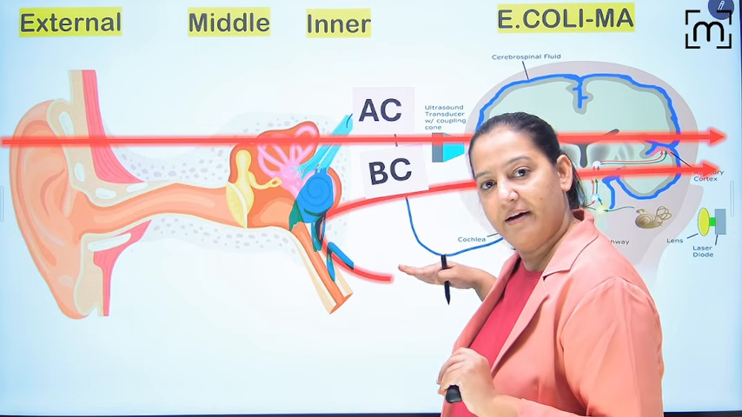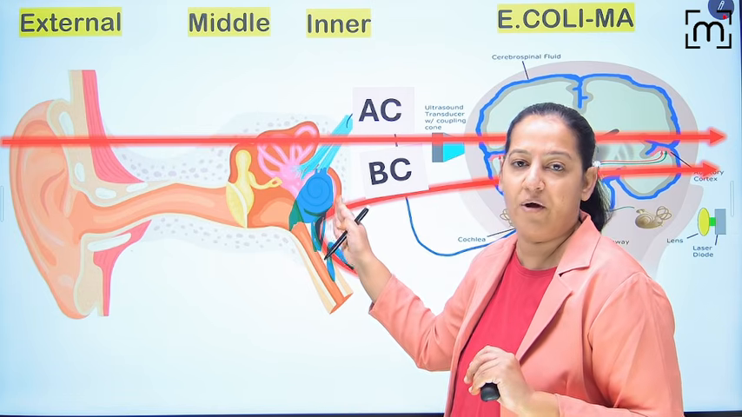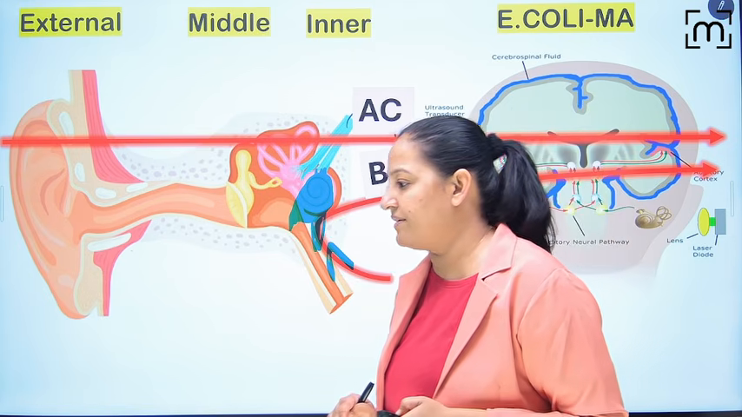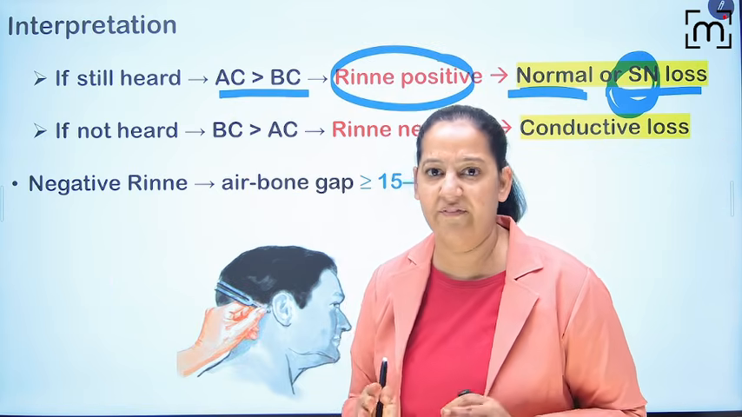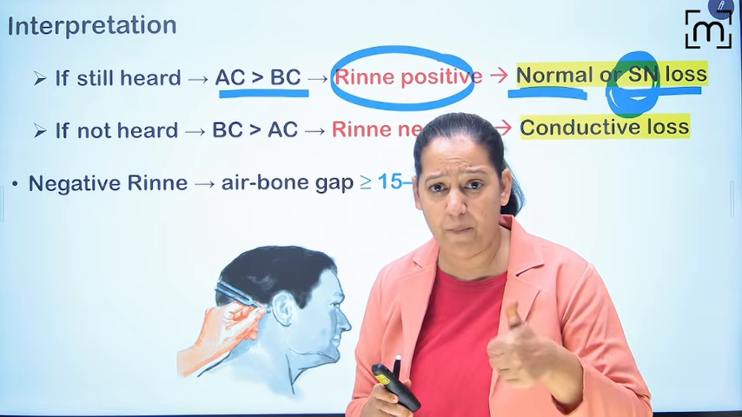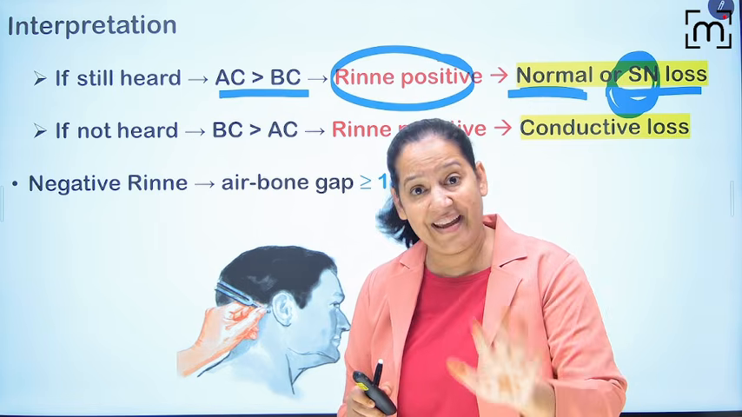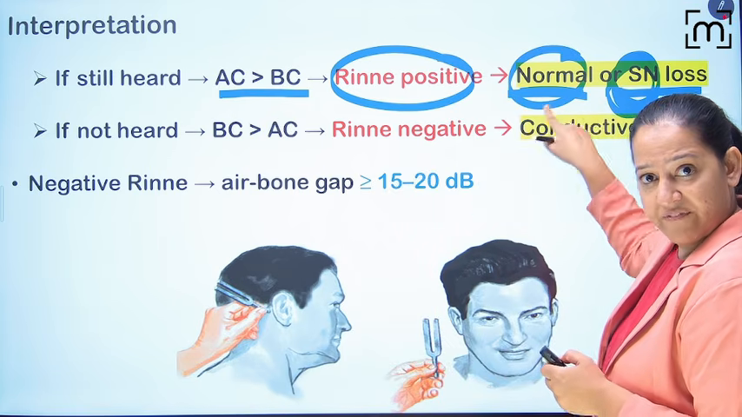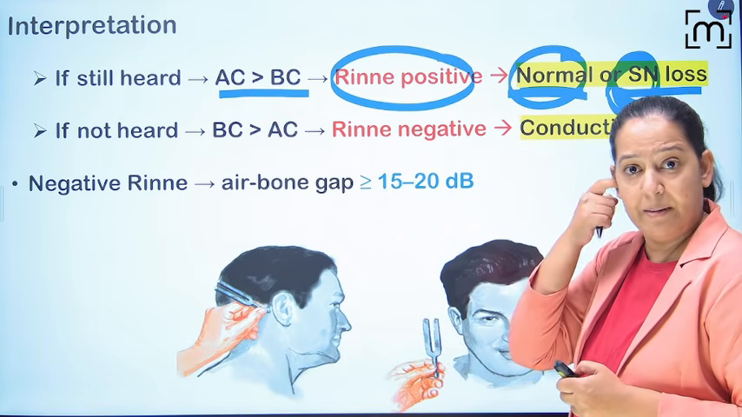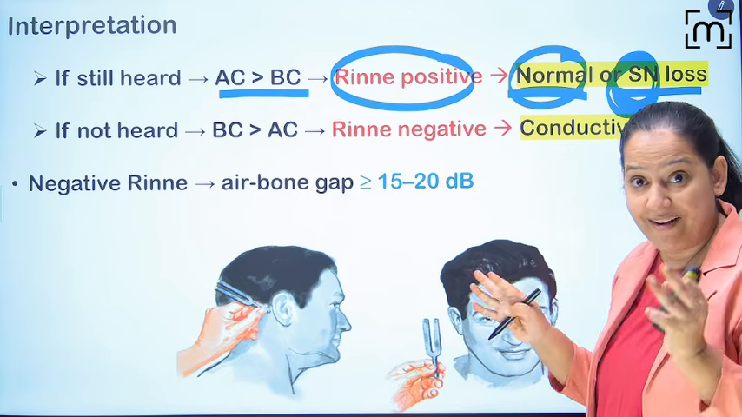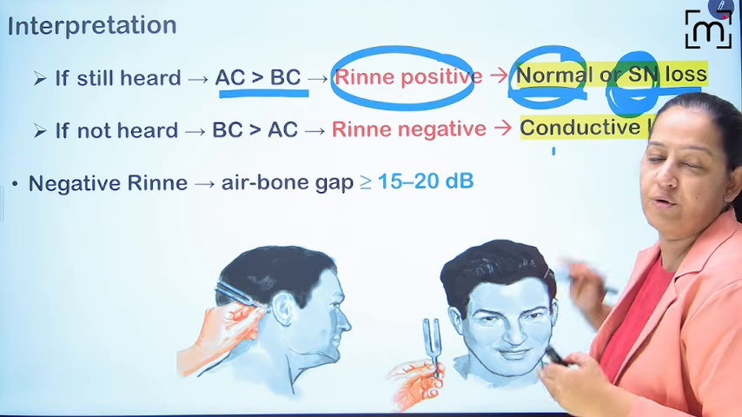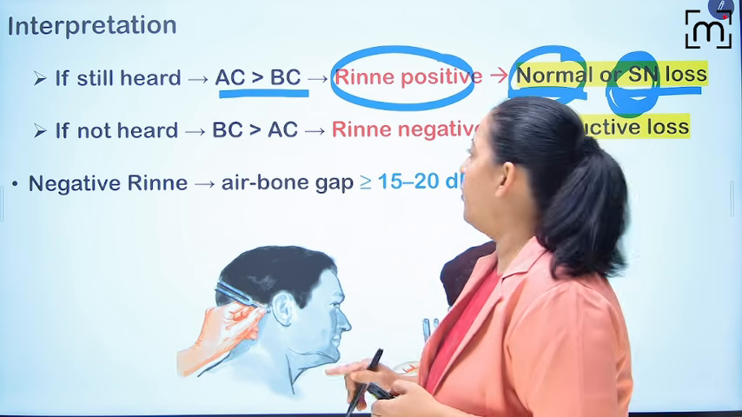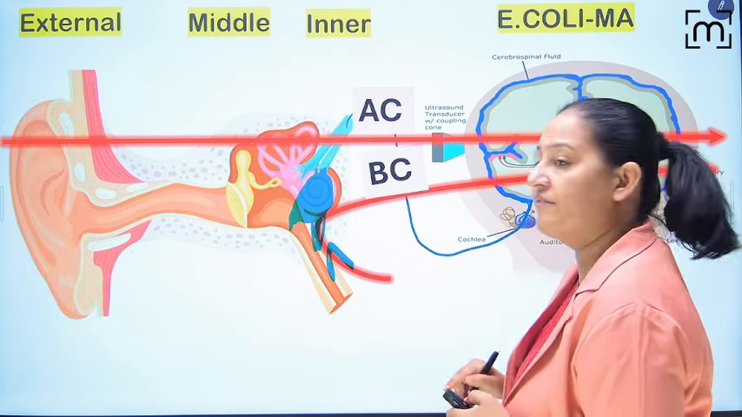In BC, it is directly activating the cochlea, and from the beginning itself the wave is dampened. So AC is greater than BC. Give me thumbs up, everyone. The only way you can communicate with me is to keep on giving the thumbs up. That indicates that you are getting it. So normally and in sensorineural deafness, in both of them, AC is greater than BC. So in Rinne's test, we can't differentiate normal from sensorineural deafness based on the results. Got it? Now, what if the reverse is happening?